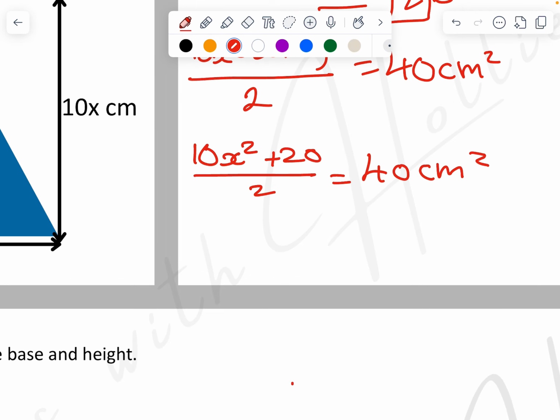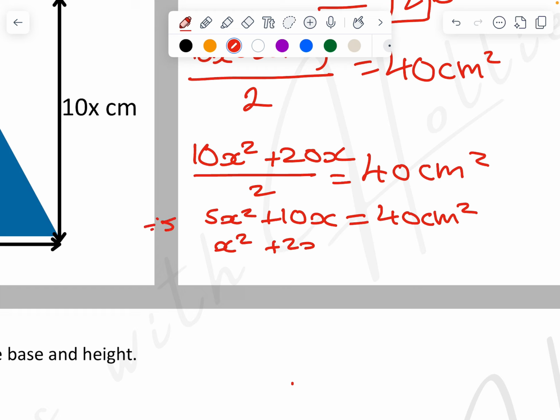So what am I going to do next? I'm going to divide everything by 2 on the left. So 5x squared, oh, I've missed the x, plus 10x equals 40 centimeters squared. Everything in this question is divisible by 5, so let's divide everything by 5. So x squared plus 2x equals 8. This is a quadratic. If you want to solve a quadratic, you have to make it equal 0. How are we going to do that? Minus 8 from both sides.